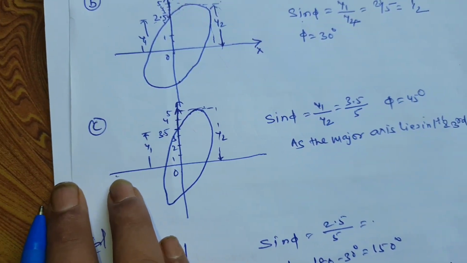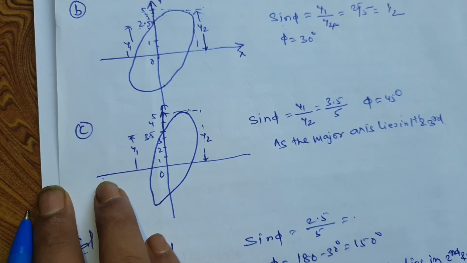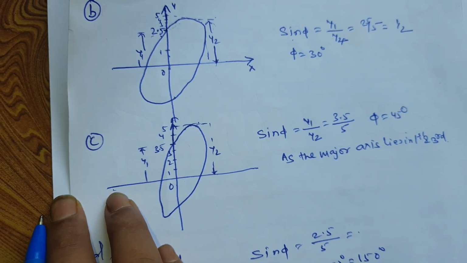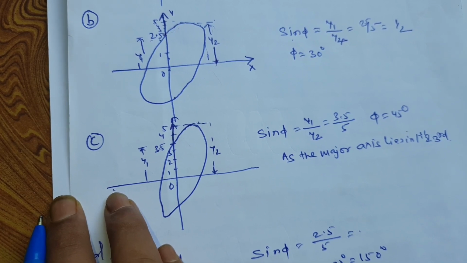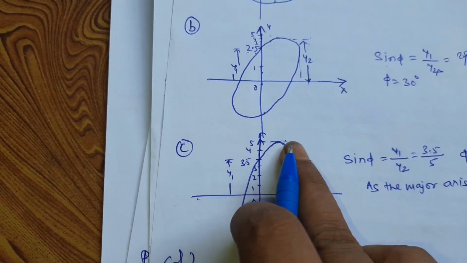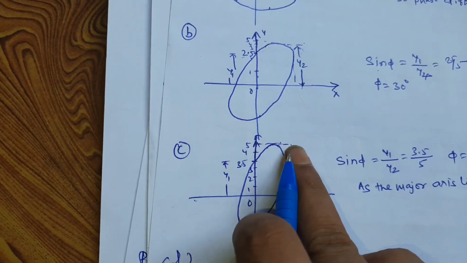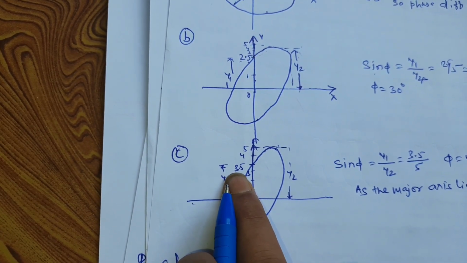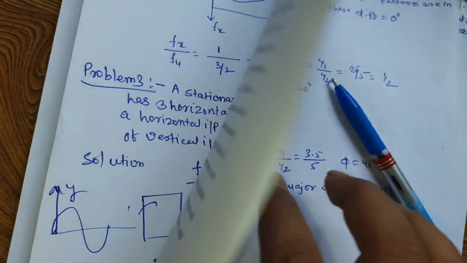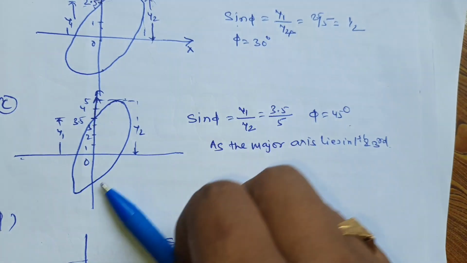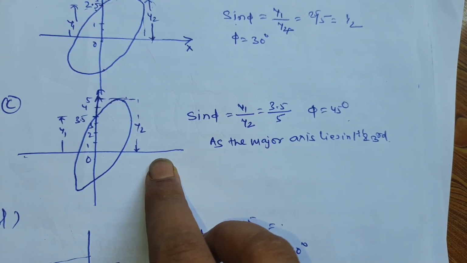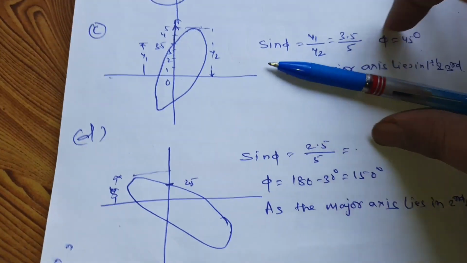Next, the ellipse. In the next problem, again an ellipse in the first and third quadrant. So we have to find the values of y1 and y2. y1 is the length where the ellipse cuts the y-axis, and y2 is the maximum length along the y-axis. That means the tangent touches the ellipse. So from the figure, y1 is about 3.5 and y2 is equal to 5. So sin phi is equal to y1 by y2, that means 3.5 by 5, which is almost equal to 1 by root 2. That means phi is equal to 45 degree, as the major axis lies along the first and third quadrant.